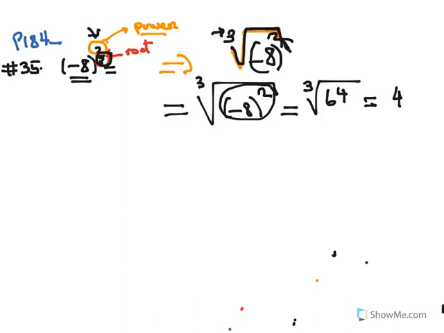Okay, so we're doing really well in here. So what about doing 125 to the 2/3, which is problem number 37?